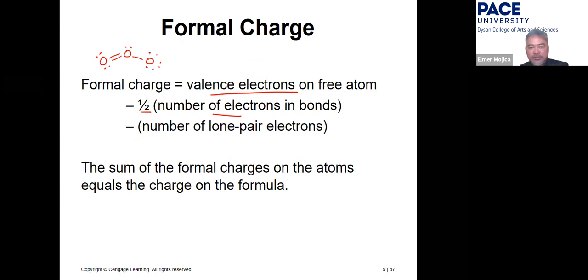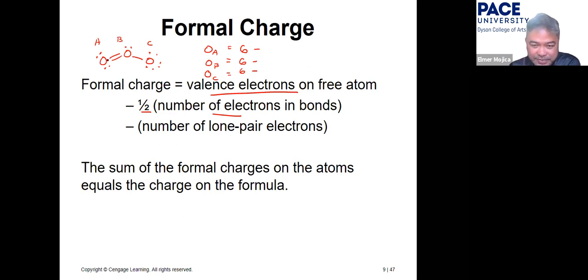Now, what can you say about the oxygens here? Are they equivalent? They're not. So that means you're going to have a different formal charge for each of these oxygens. That's why I put here an OA, an OB, and an OC. And then all of them will be what? 6. And then I'm going to subtract based on the number of electrons in the bonding pairs and based on the number of lone pair electrons.